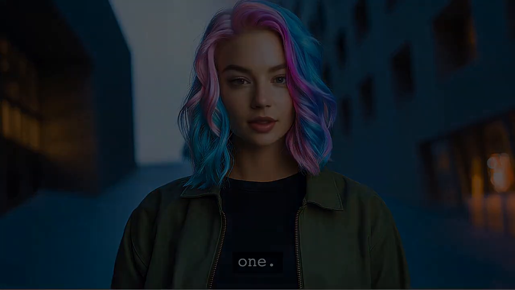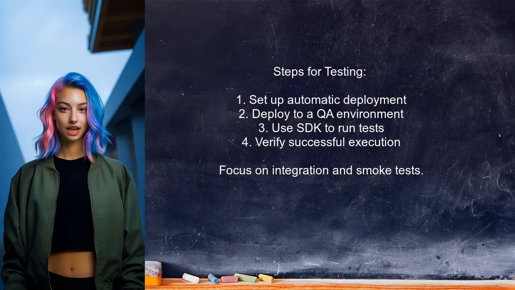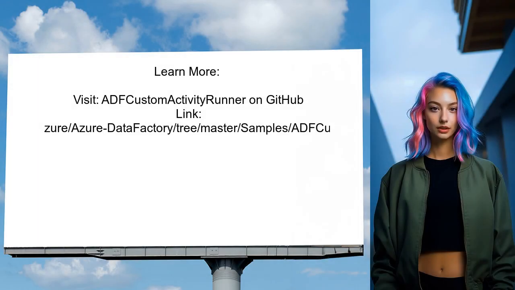Let's explore another one. One alternative approach shared by a user involves debugging .NET activity outside of Azure Batch using pipeline variables. This can serve as a test runner. If your Azure Data Factory is set up for automatic deployment, consider deploying to a QA environment. You might then use the SDK to run tests and verify successful execution, focusing on integration and end-to-end smoke tests. For more details, check out the ADFC Custom Activity Runner on GitHub.